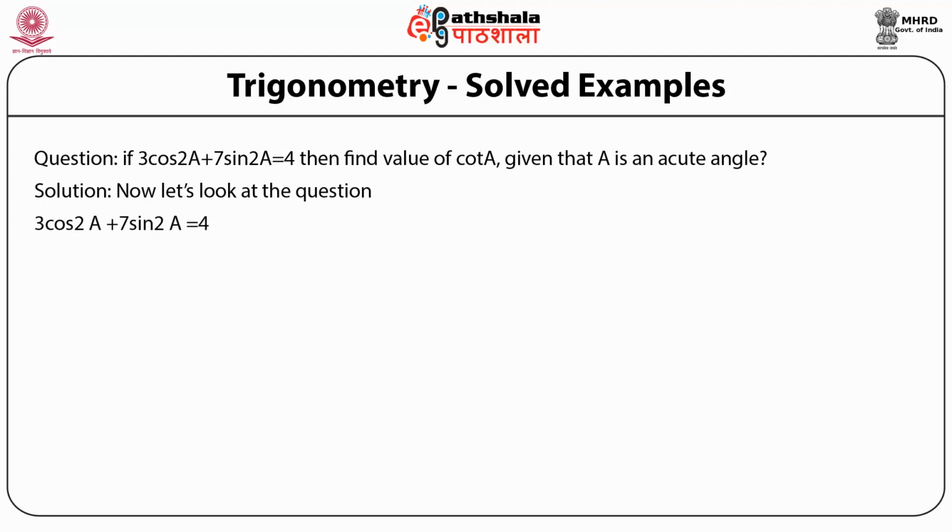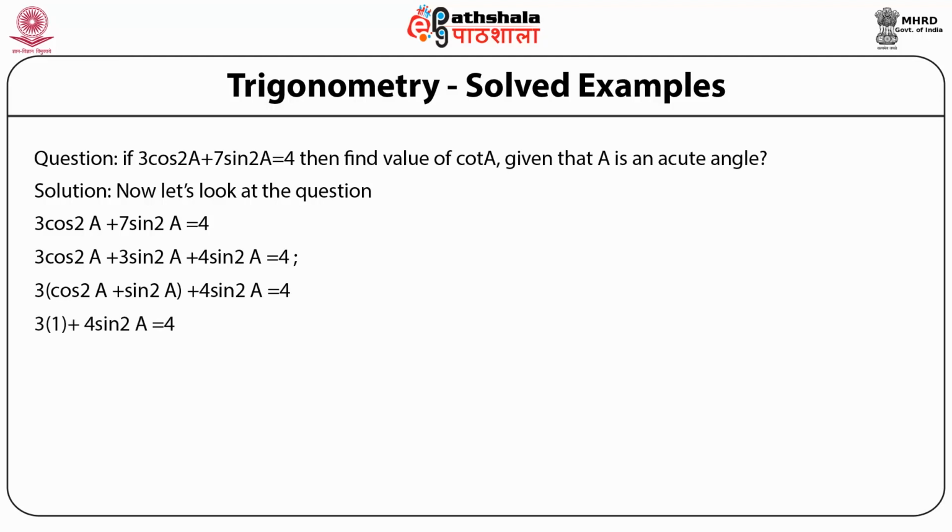3 cos squared a plus 7 sin squared a is equal to 4. The first identity that we studied is cos squared plus sin squared is equal to 1. So let us try to use that. So 7 sin squared can be written as 3 sin squared a plus 4 sin squared a. So 3 cos squared a plus 3 sin squared a will give rise to 3. So that is 3 plus 4 sin squared a is equal to 4.